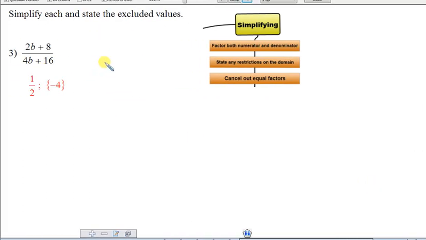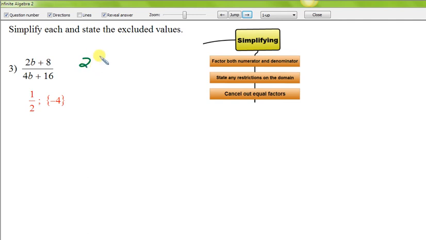Okay, let's do this one more time. Again, we're going to factor both the numerator and denominator. And then we will state the restrictions on the domain. Again, we have a situation where we can't allow a certain number to play in this problem because it would create the undefined fraction. And that number is, excuse me, negative 4. So b cannot equal negative 4. And that's where this comes from.